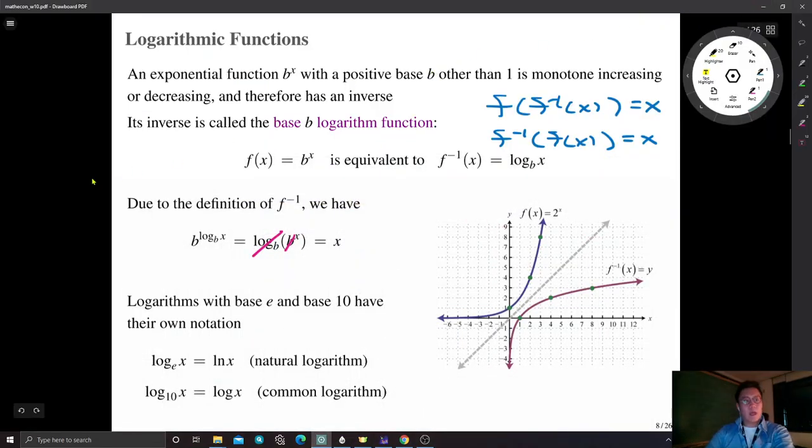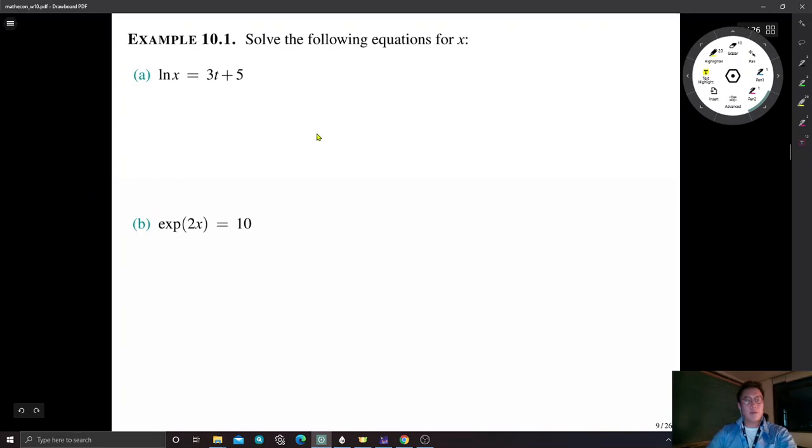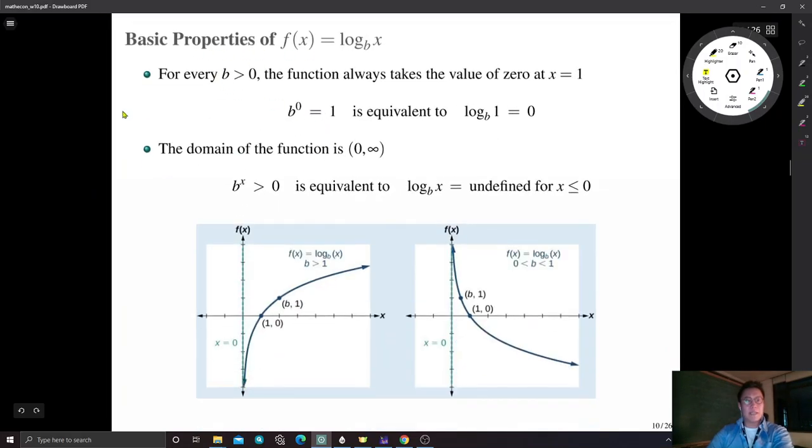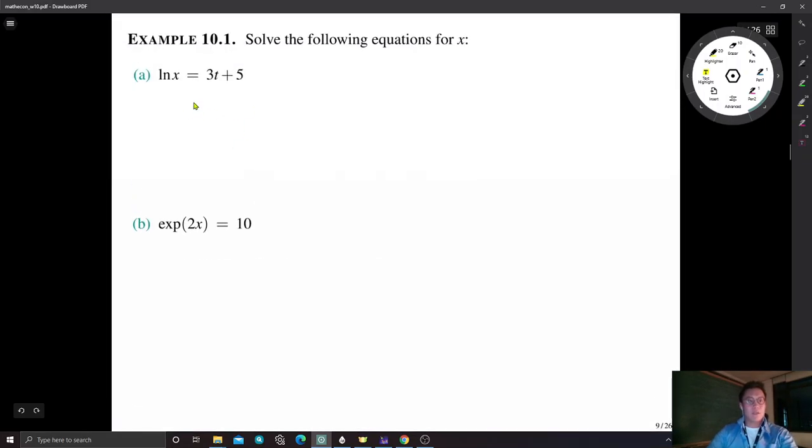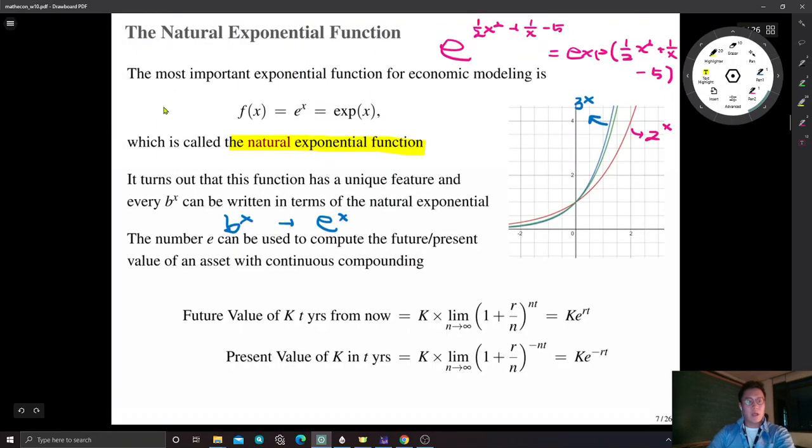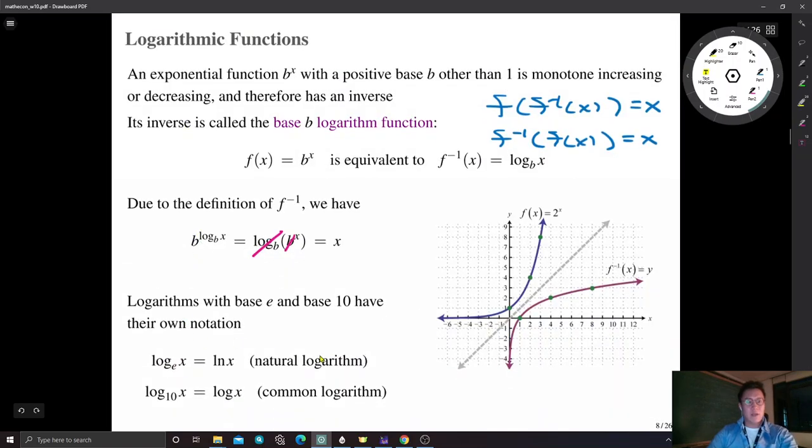Okay, and before talking about basic properties, let me do some examples here. With the definition of a logarithm, we can solve some equations involving logarithms. I didn't define the natural logarithm or common logarithm yet. Okay, so I'm done with this part.